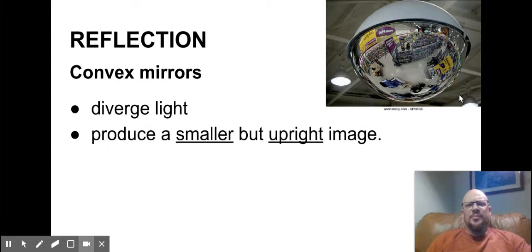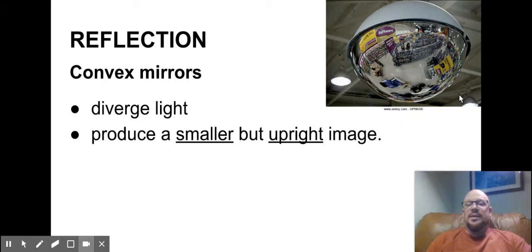Then convex mirrors. Convex mirrors would be ones like you might see in stores in the ceiling or in the corners that help people be able to see the security, be able to see kind of around the corner. It produces this wider image because it diverges the light. When the light hits it, it spreads the light out as it reflects it back. And so you can see around corners and see things at a different angle. But it does produce a smaller image, and that image is upright.